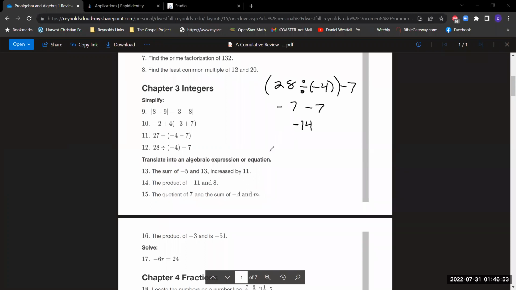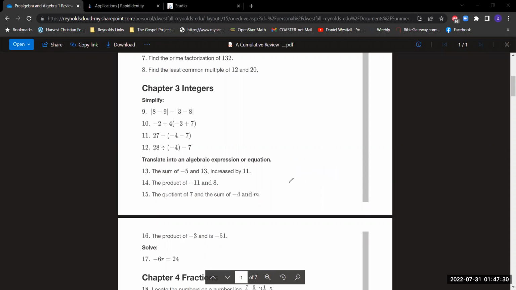We're going to do some more translation into algebraic expressions or equations. The sum of, we're going to be adding the sum of negative 5 and 13, and the sum of can go in parentheses. That sum is increased by 11. It doesn't want us to simplify it. It just wanted us to write that expression out and what was being said. So the sum of negative 5 and 13 is increased by 11.